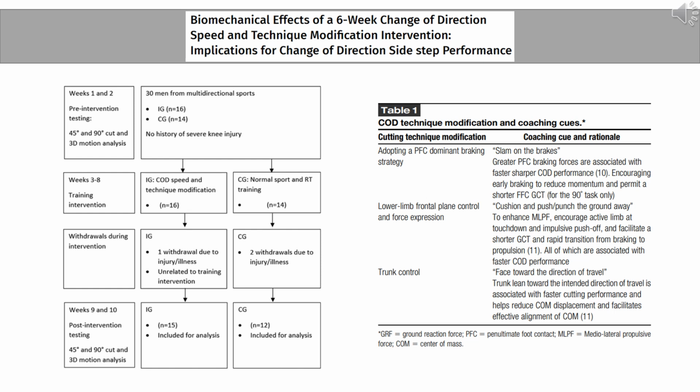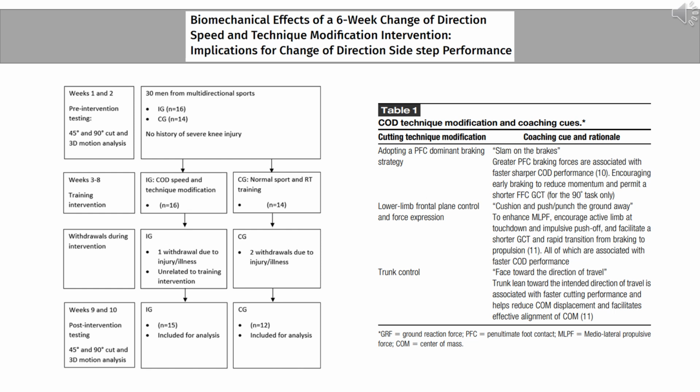So we've got a schematic or a figure here of the study design. The first 2 weeks were taken for testing, and he was looking at 45 and 90-degree cutting performance using 3D motion analysis. Tom managed to recruit 30 men. Now, they weren't all from football, but some of them had a history of competing in the sport. 16 for the intervention group and 14 for the control group initially.